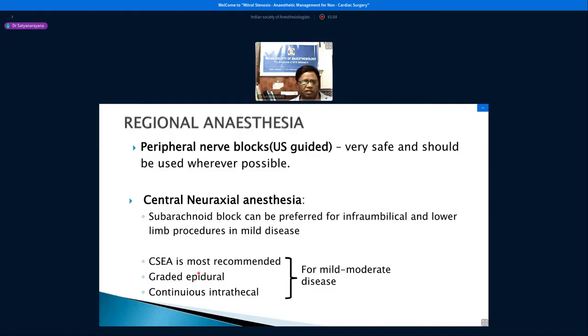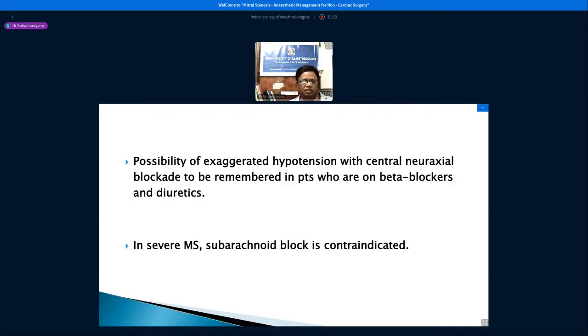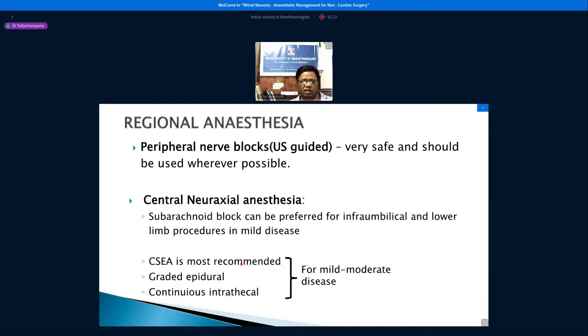But in moderate disease, CSE, continuous spinal epidural anesthesia, is most recommended, graded epidural, and recently continuous intrathecal is also an option in these kinds of cases, even in moderate cases. But remember, in severe mitral stenosis there is no other option, it's general anesthesia only.